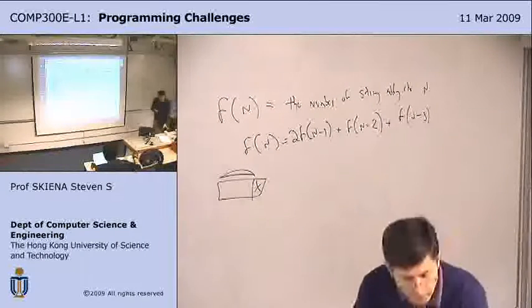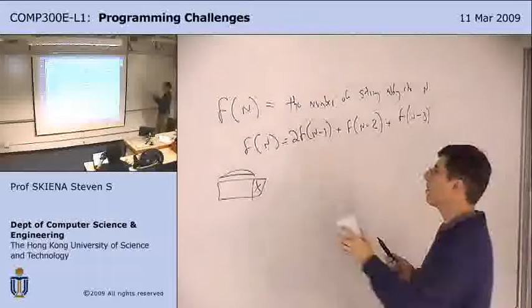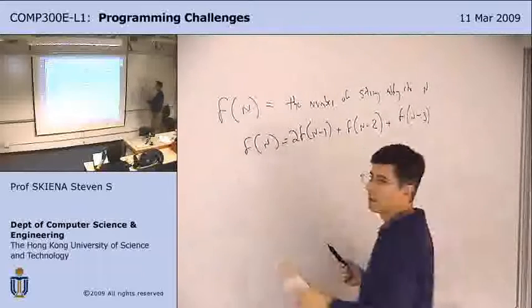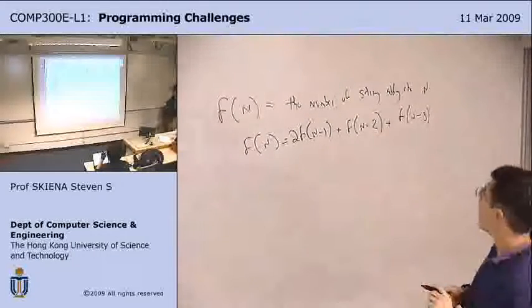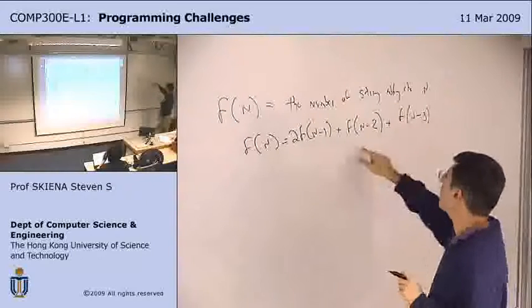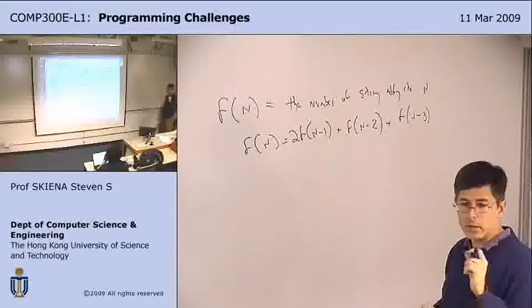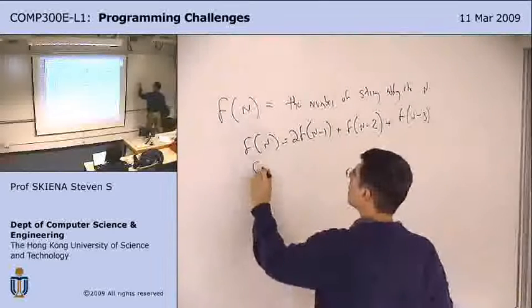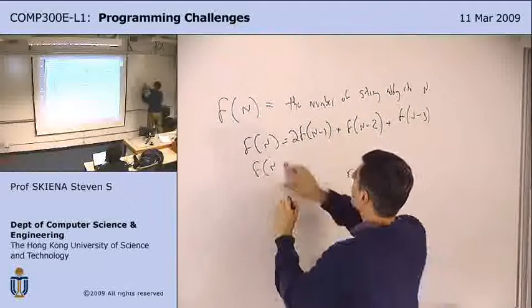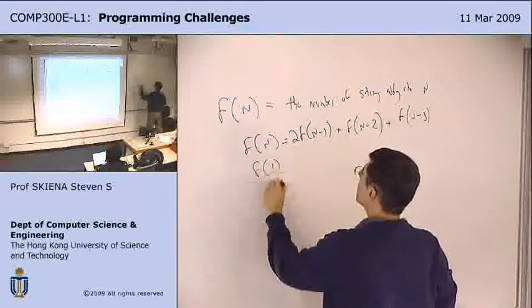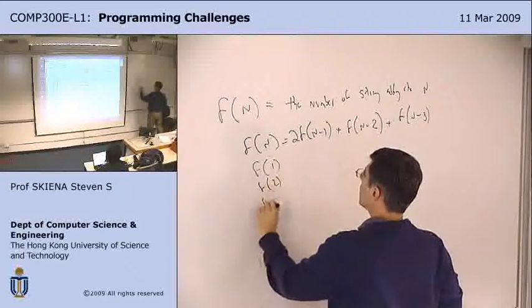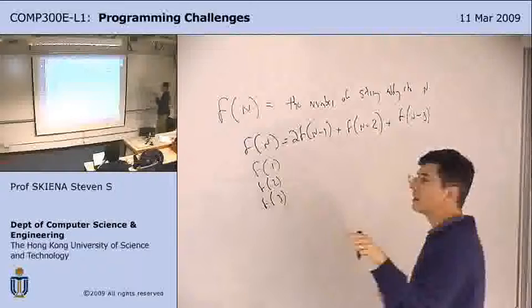What are the initialization conditions? What are the boundary conditions? F1, F2, F3. If we have a history of 3 in this recurrence, we need to have 3 initialization conditions. F of 1, f of 2, f of 3. Does that suffice?